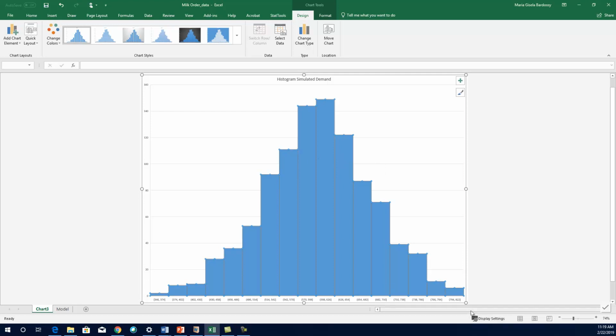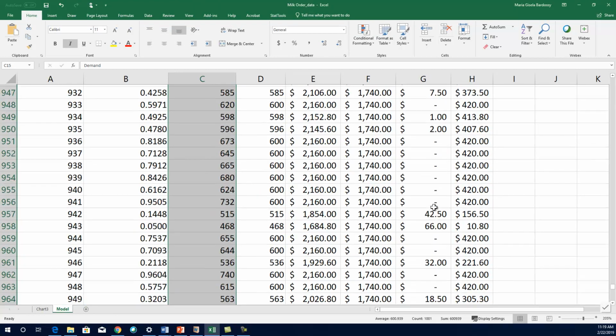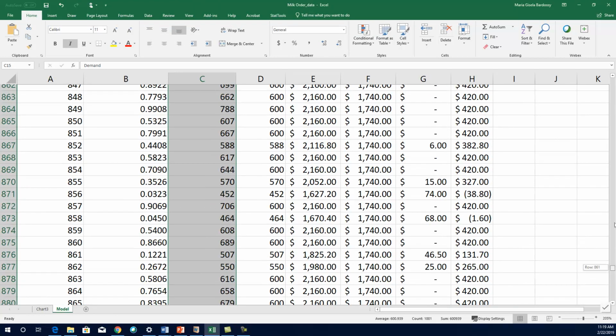I used the normal distribution to generate my demands and I can verify that. The mean should be 600 and I can see that the peak, the center, is around 600, so that's a good sign. And I'm sure that if I calculate the standard deviation for my data, it's going to be approximately 80. I can do the same thing for the profits and see how they look.